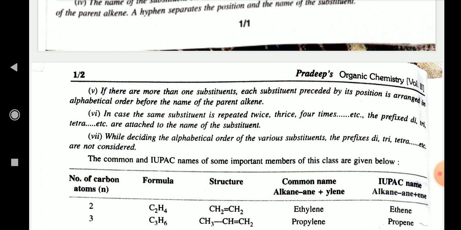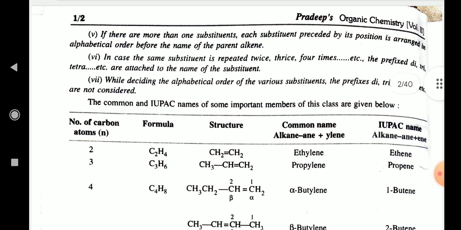Sixth, in case the same substituent is repeated twice, thrice, 4 times, etc., the prefixes di, tri, tetra, etc. are attached to the name of the substituent. Seventh, while deciding the alphabetical order of the various substituents, the prefixes di, tri, tetra, etc. are not considered. The common and IUPAC names of some important members of the classes are given below.